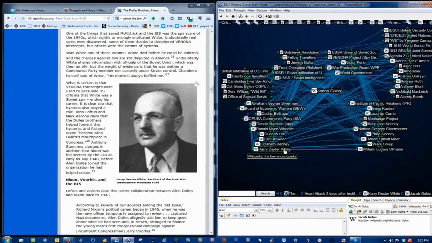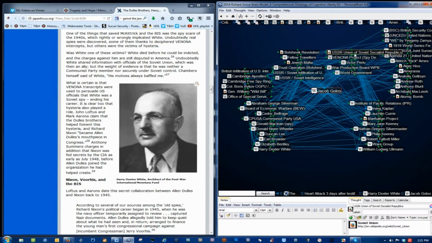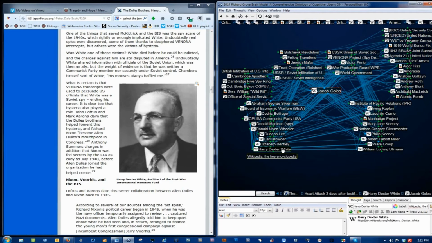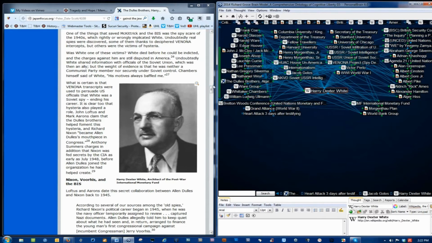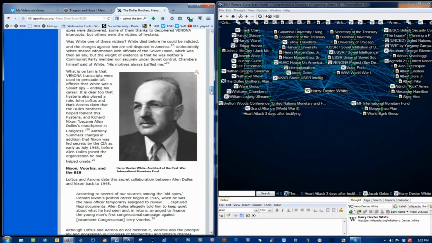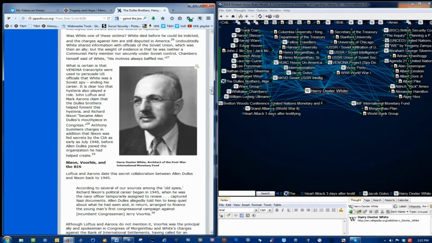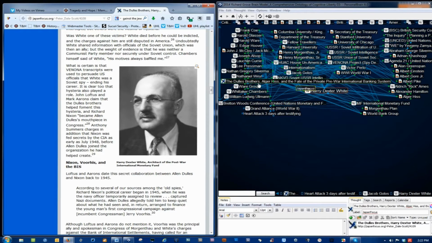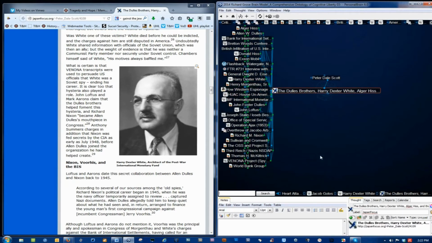What is certain is that Venona transcripts were used to persuade U.S. officials that White was a Soviet spy, ending his career. It is clear, too, that hysteria also played a role. John Loftus and Mark Ahrens claim that the Dulles brothers helped foment this hysteria, and that Richard Nixon, quote, "became Allen Dulles' mouthpiece in Congress," end quote. Anthony Summers charges, in addition, that Nixon was fed secrets by the CIA as early as 1948, before Allen Dulles joined the organization he had helped create.